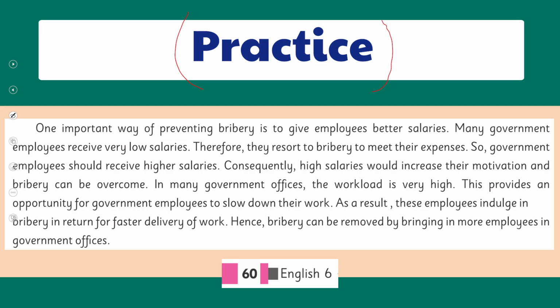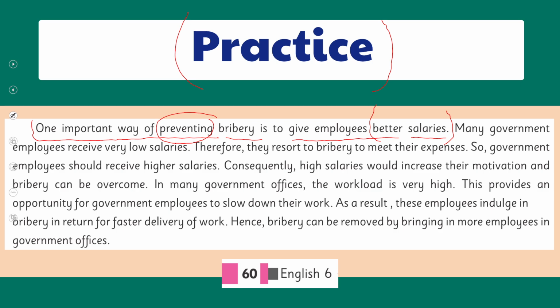how the problem is found. So our chapter was about bribery, about corruption. A form of corruption is bribery, and if you see the fifth passage of the lesson, you will definitely find the writer by himself proposes a solution. And what are the starting words? One important way to prevent bribery is to give employees better salaries. So here he gave a solution, and what is that solution?